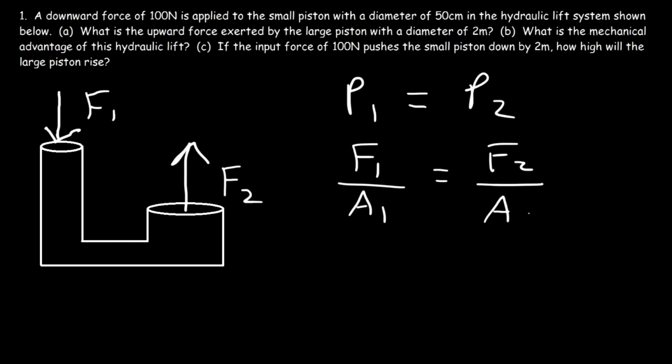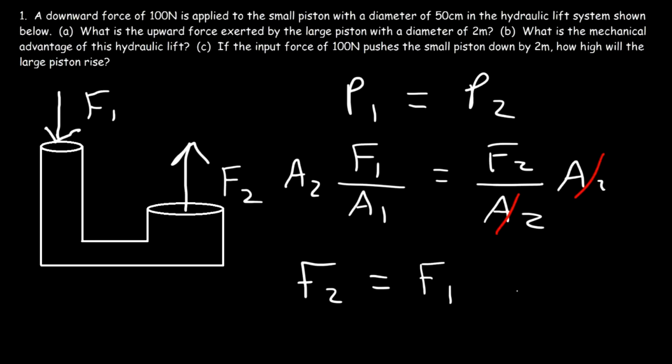So since we're looking for F2, let's solve for it. Let's multiply both sides by A2. So here's the equation that you need. The output force, or the upward force exerted by the large piston, is going to be F1 multiplied by the ratio of the areas of the large piston with respect to the small piston.